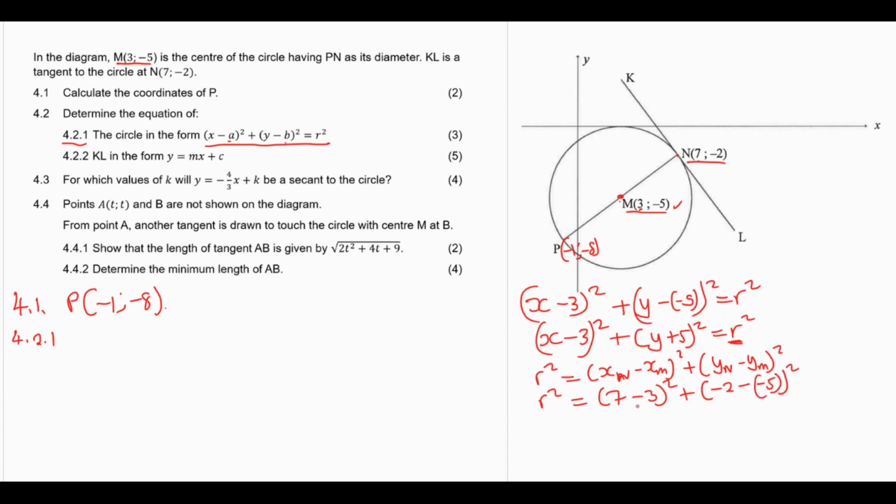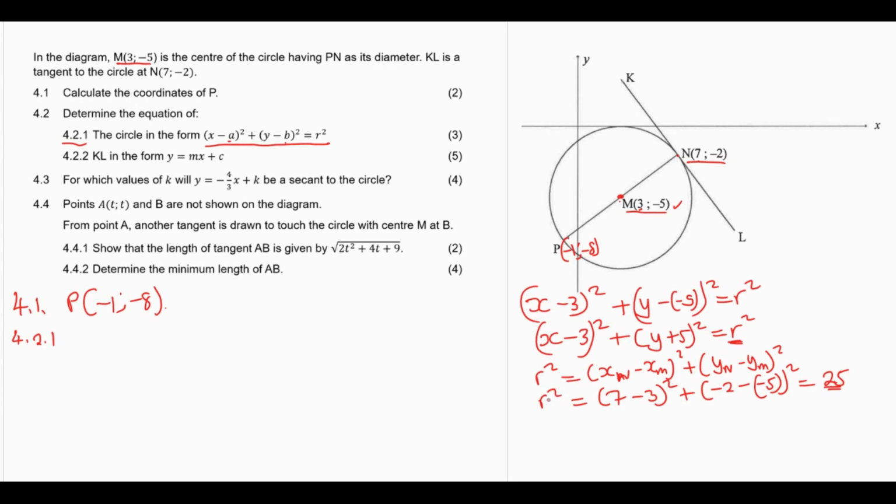Right, you can put this in the calculator. This must give you 25. 7 minus 3, that is 4. 4 squared, that is 16. Then negative 2 plus 5, that is 3. 3 squared, that is 9. 16 plus 9 must give us 25. So r squared is equal to 25.